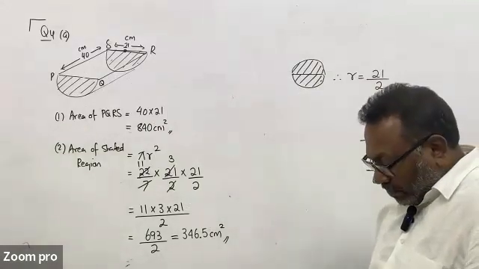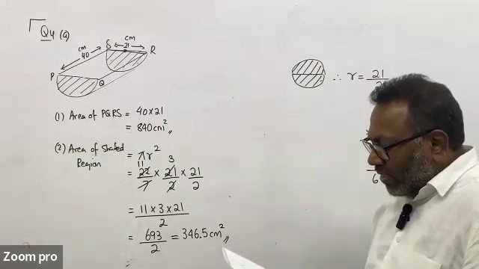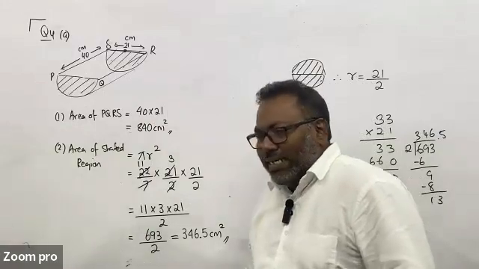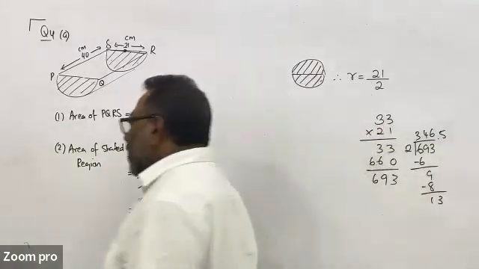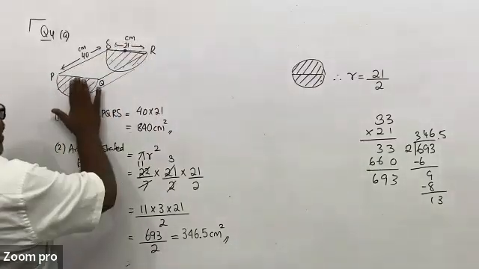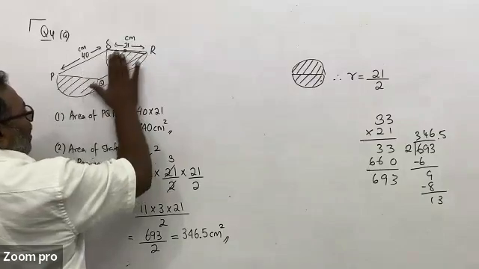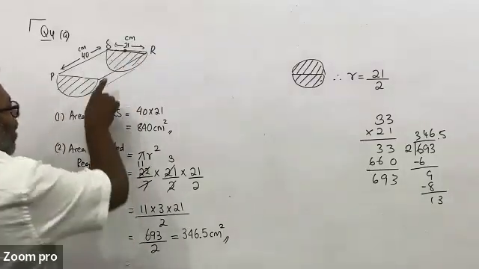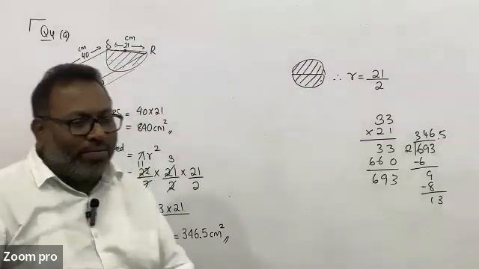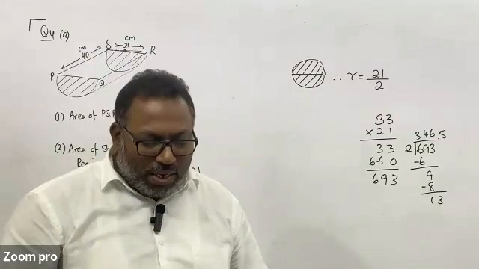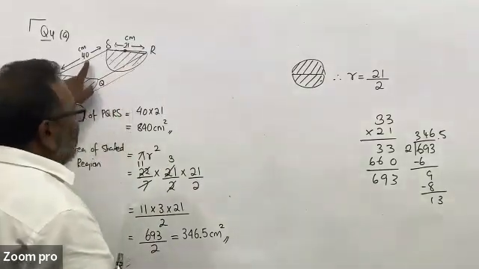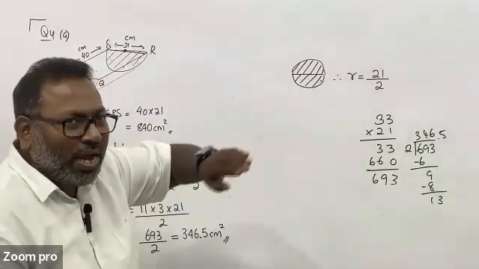Okay. Then they are saying find the total surface area of the container. Right. So surface area means what? You have a rectangular surface. You have two semicircular surfaces. Remember, you have half a curved surface. So you need to find the area of this curved surface, but it is only half.